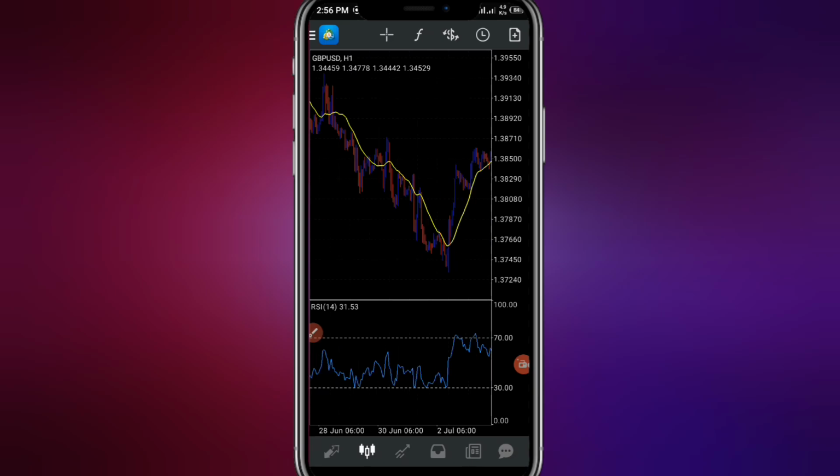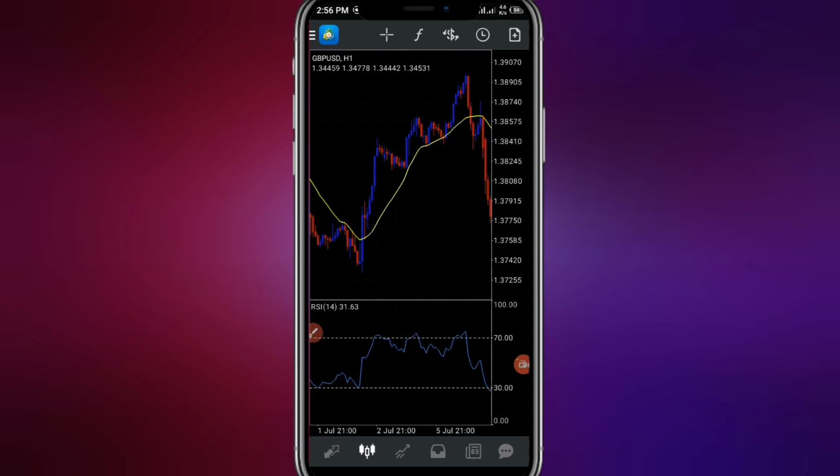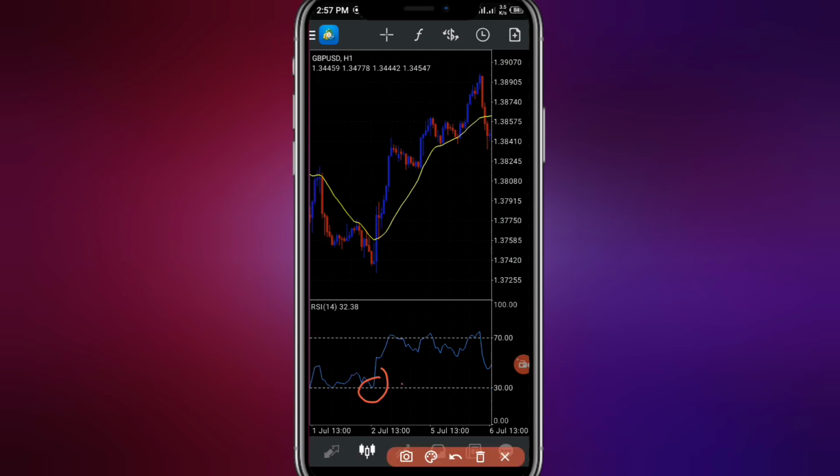Now the simple thing about the RSI is that once price is at the 30 mark in the RSI, you need to look forward to take buys in the market, and once price is at the 70 mark, you need to take sells in the market. So you might be asking, how do I know it's 30 and 70? Look at the 30 mark here and look at the 70 mark here. So these are actually points in the RSI.